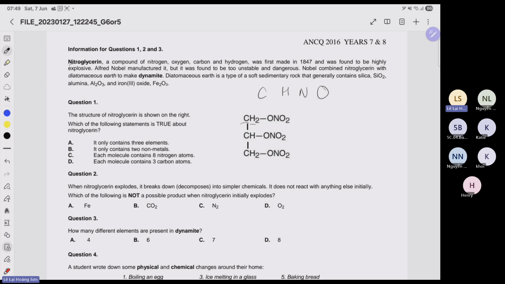This is nitroglycerin, and then we have to mix it with diatomaceous earth to form dynamite. Dynamite is like the mixture between nitroglycerin and some other thing as well. So you mix it with this thing as well. So what else do we have? We have silicon, we have aluminum, and we have iron. All right. So in total, we have 7 different elements.